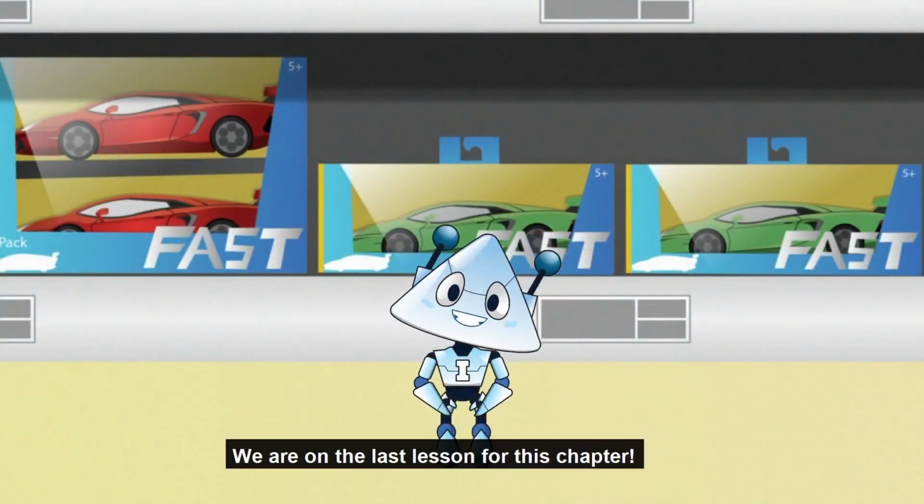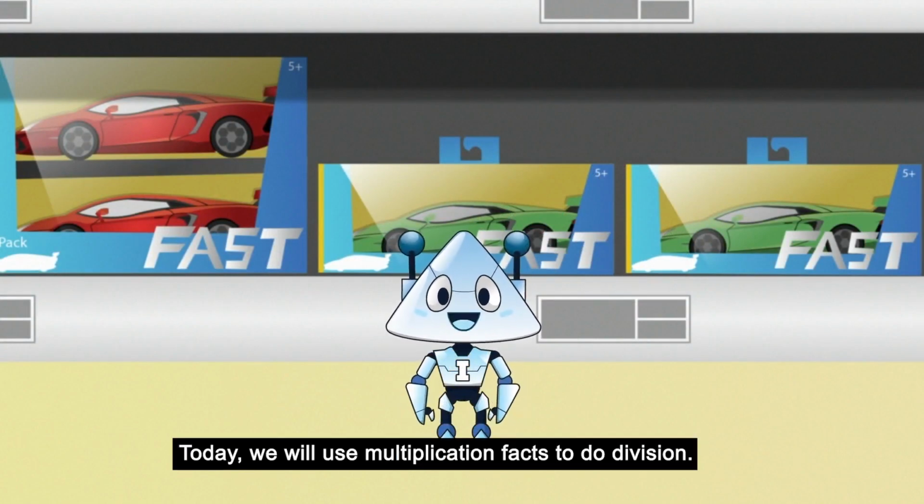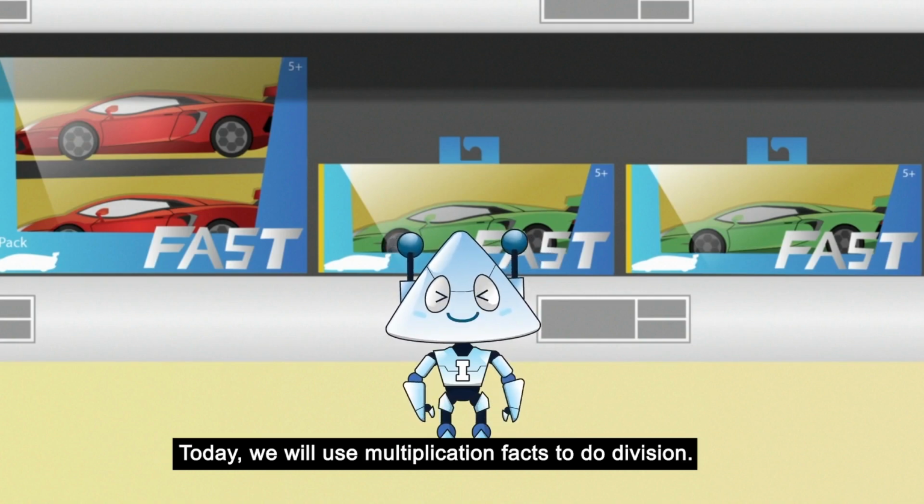We are on the last lesson for this chapter. Are all of you ready? Today, we will use multiplication facts to do division.